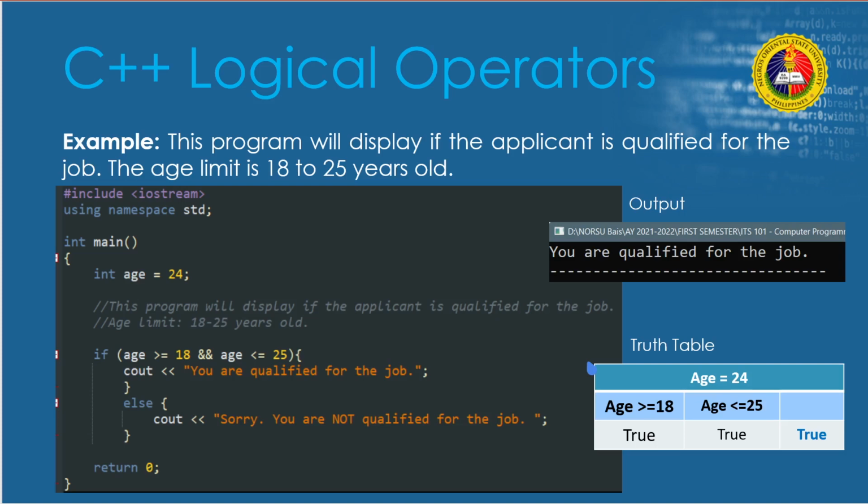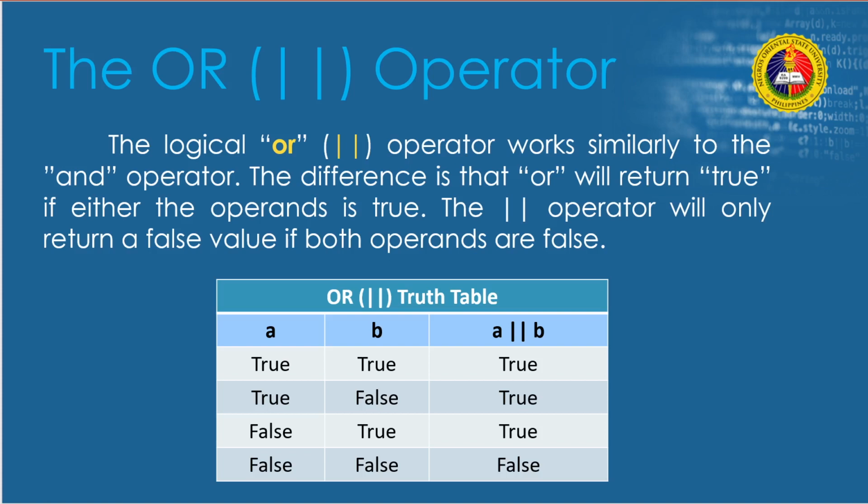Next, we'll proceed with this example in just a moment. Let's proceed to the truth table for OR. So the logical OR operator works similarly to the AND operator. The difference is OR will return true if either of the operands is true. The OR operator will only return false if both operands are false. So at least if one is true, then the statement will be true. But if both of them are false, then the statement is false.